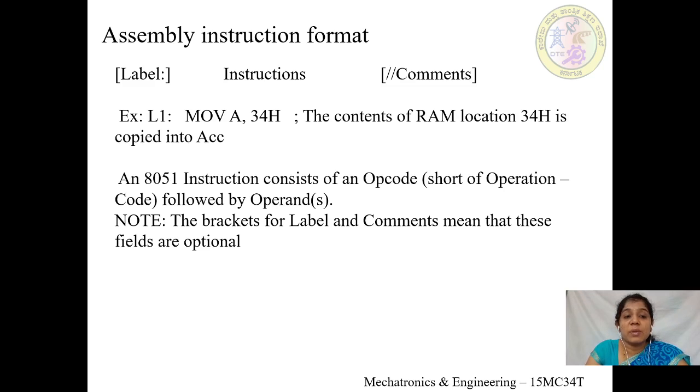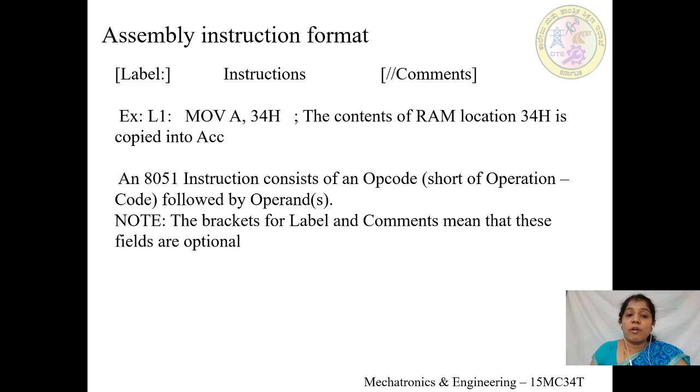This label field is defined by the programmer and it is an optional field. The label field specifies the address of a location, or it points to a statement, an instruction in a statement of a program. So this label field is always optional. If the user wants to use this label field, then he has to write the label followed by a colon symbol.